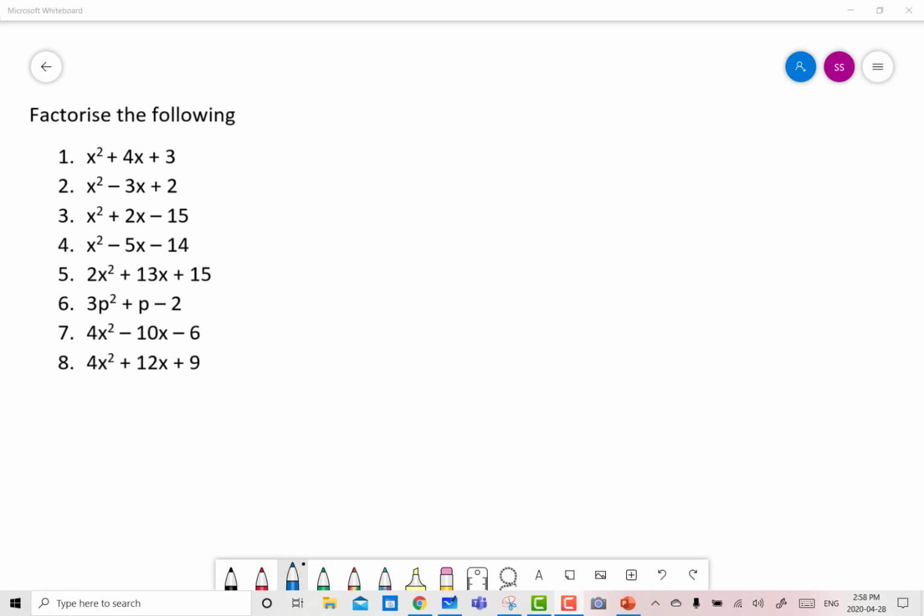So here are the solutions to exercise 5.7. Starting with question 1, we've got x squared plus 4x plus 3 equals 0. So I need the factors of 3. Well, that's 1 and 3, 3 and 1.